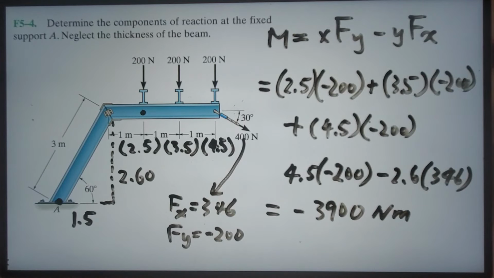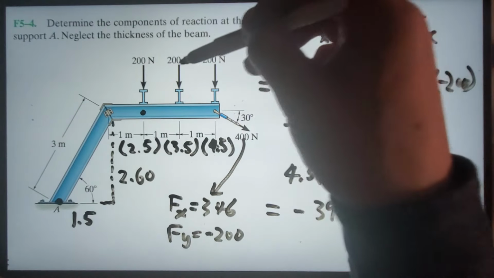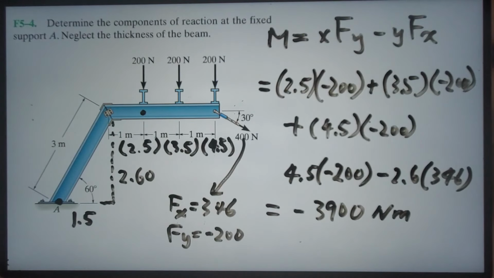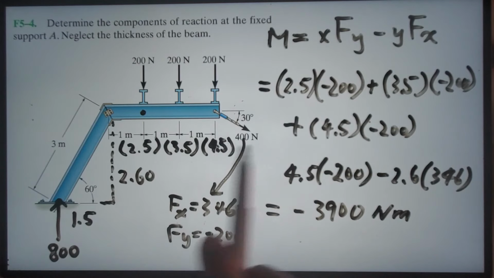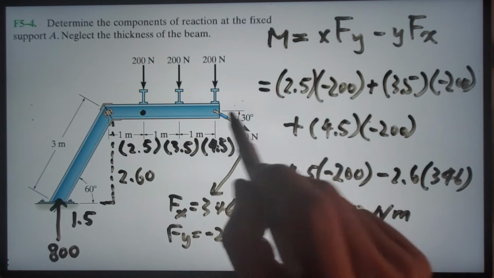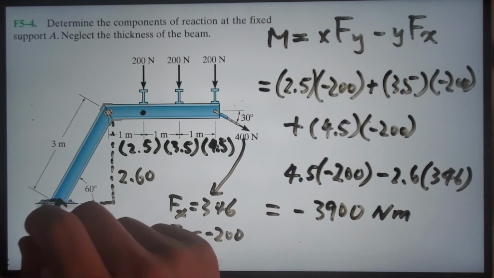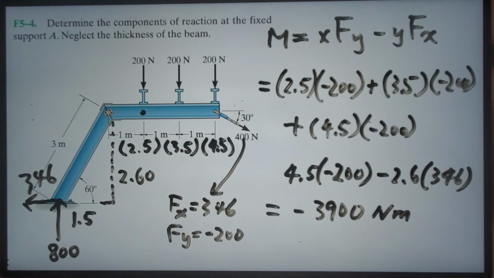Other than that, what about the force in the x and y direction? Pushing it down is 200, 200, 200, so 600, and plus this 200, so it's 800 pushing up. In the x direction, because it must be balanced, otherwise it's going to move, 346 is going to the right. So over here, there must be 346 going to the left to balance it out.